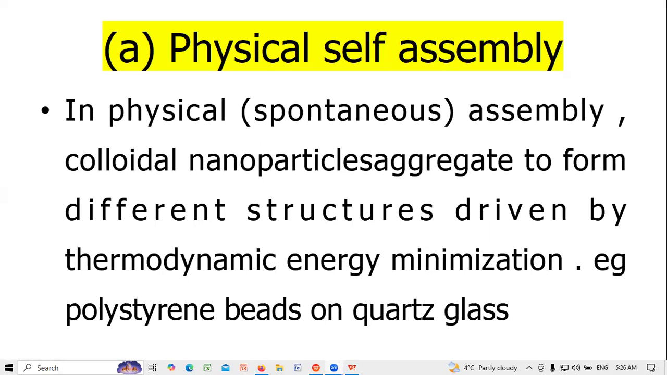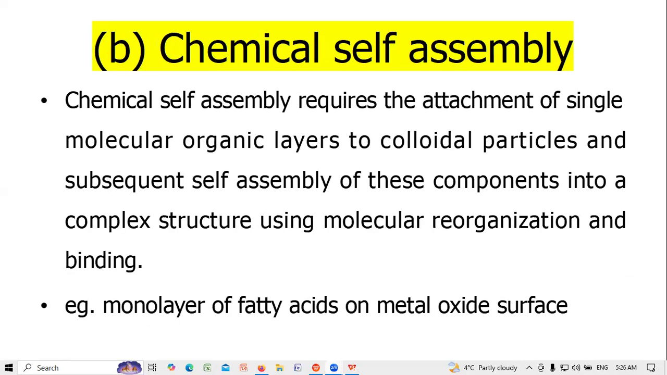Physical self-assembly. In physical spontaneous assembly, colloidal nanoparticles aggregate to form different structures driven by thermodynamic energy minimization. Example: polystyrene beads on quartz glass.